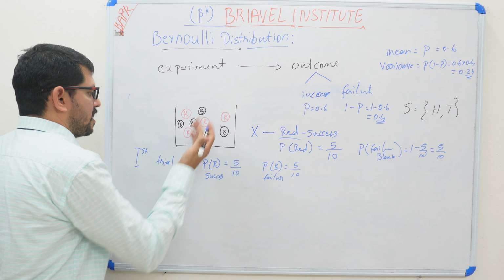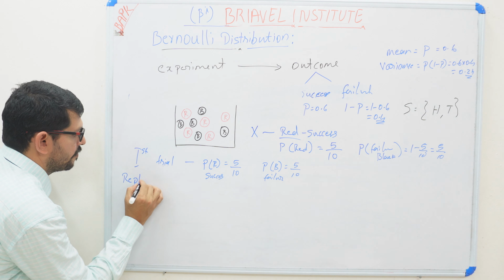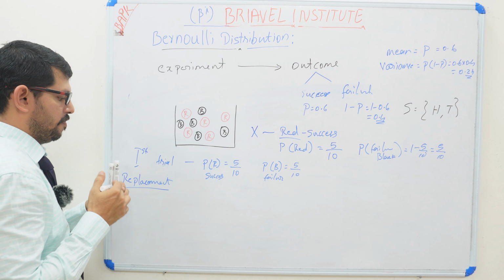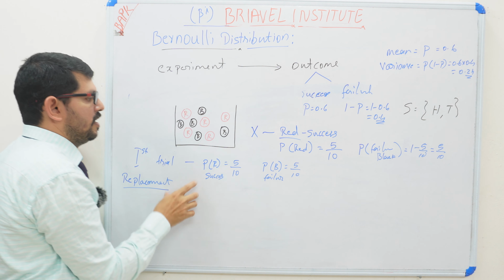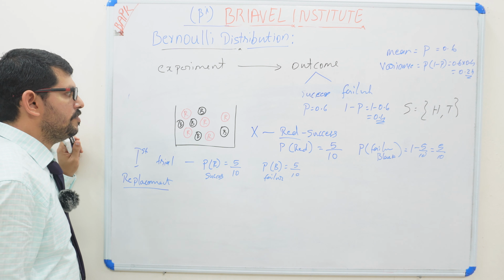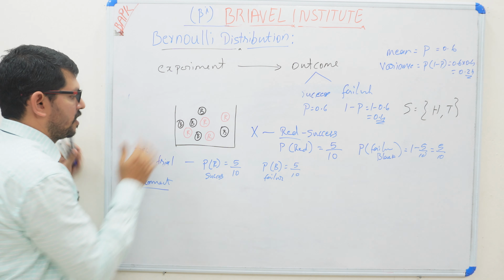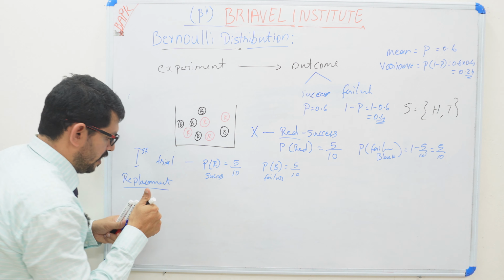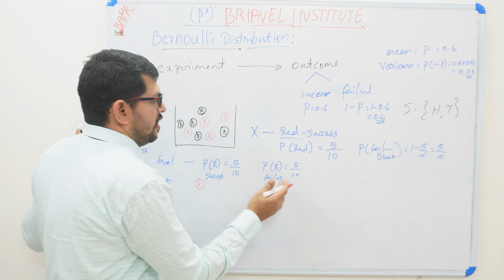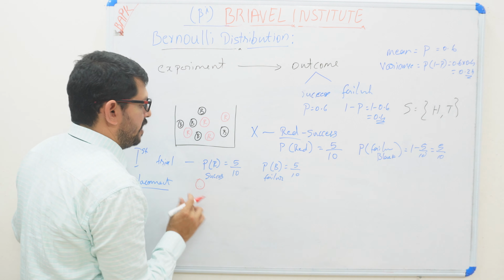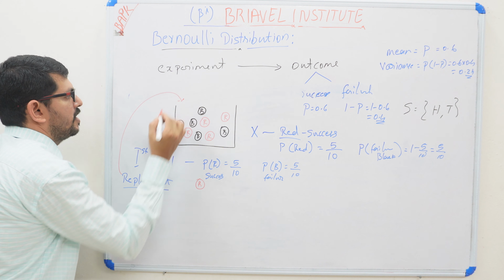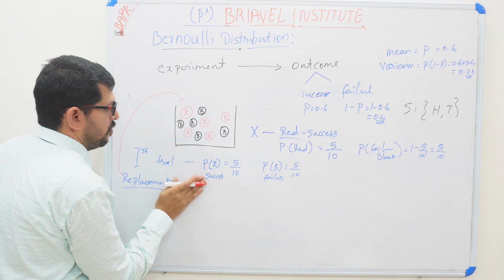This ball I replaced again. So I have a replacement. I replaced this ball again to the basket. So if I get a red, there is a possibility of 5 by 10, and the failure possibility is also 5 by 10. If I get a black ball, the possibility is 5 by 10. But this red ball, I kept it again here. So that is a replacement.